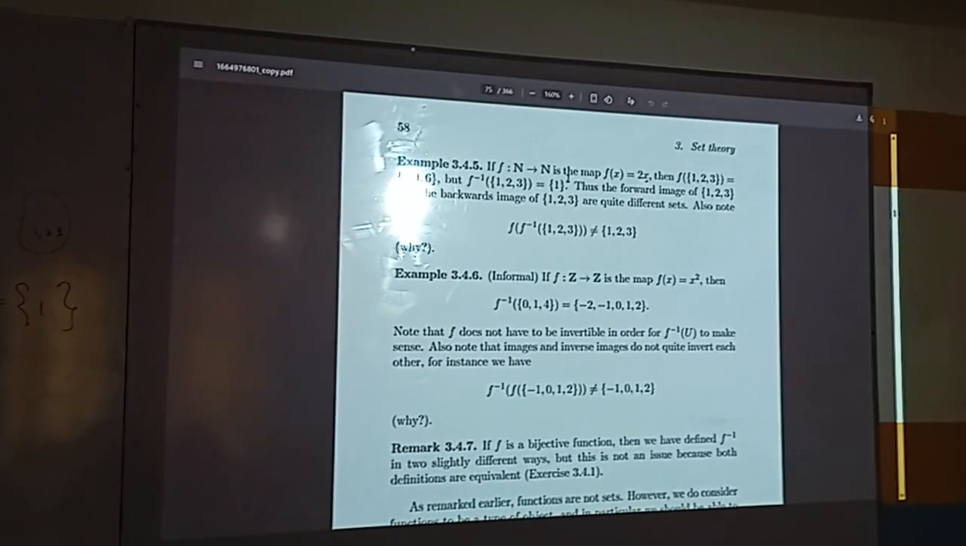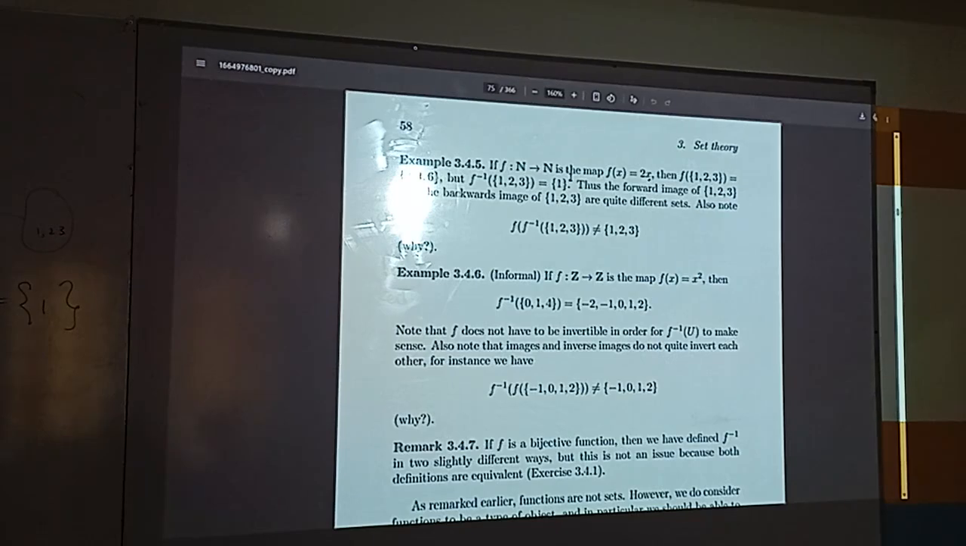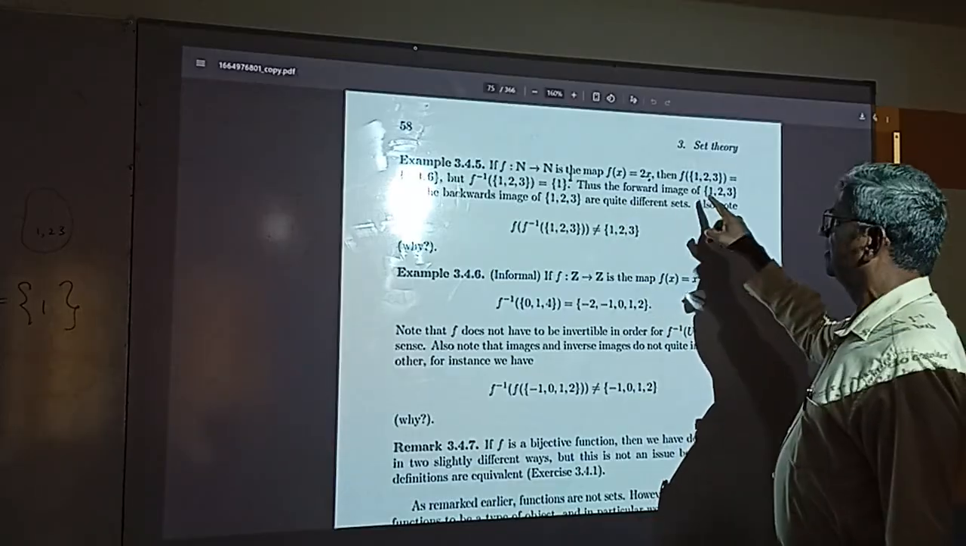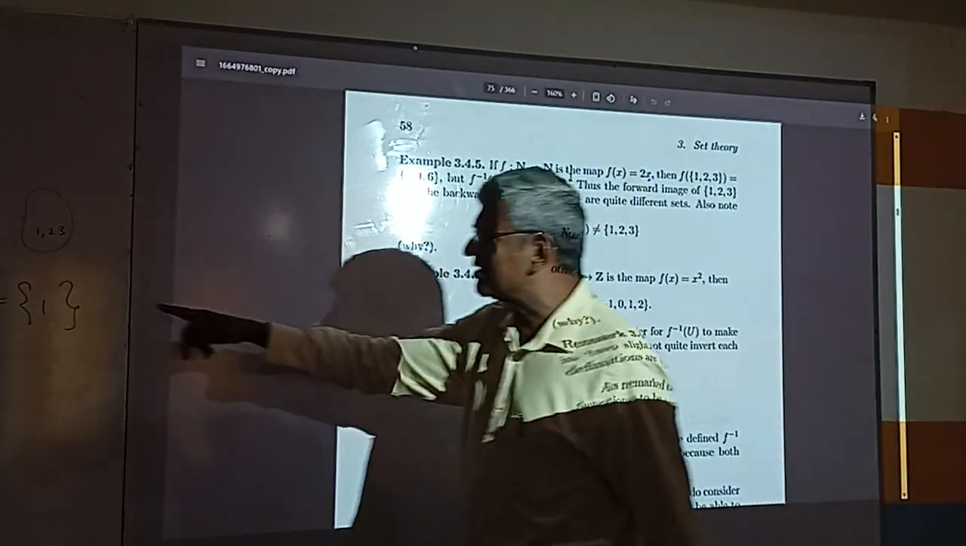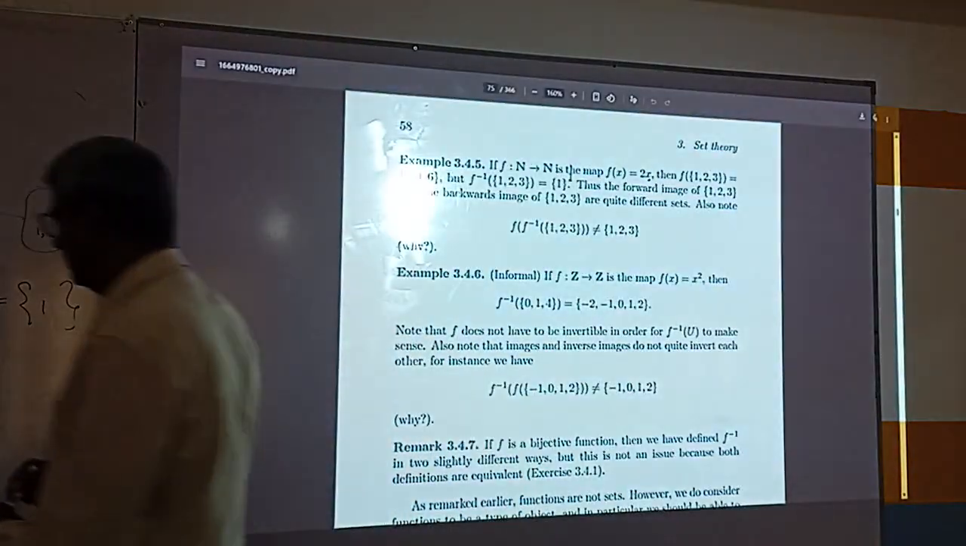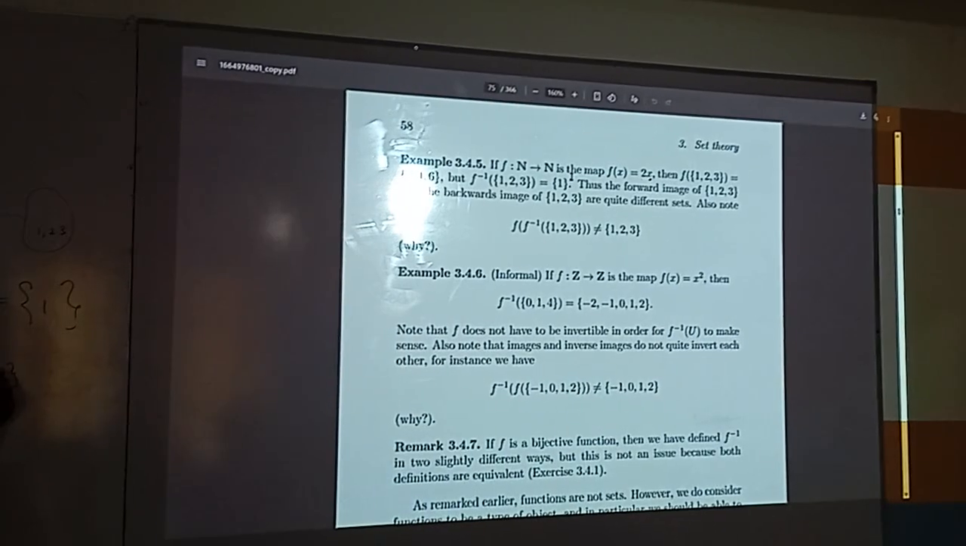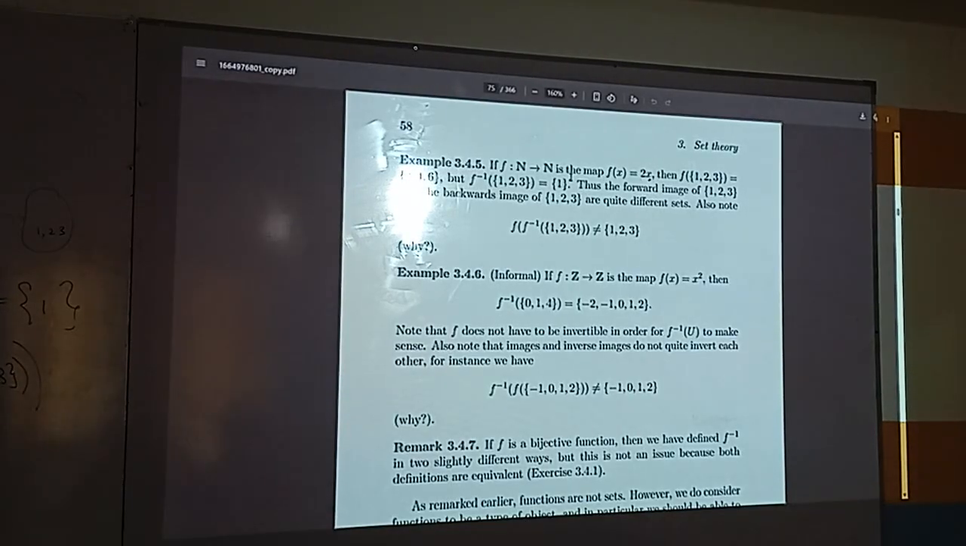So what does that mean? f of f inverse of {1, 2, 3} is not equal to {1, 2, 3}. Now, f inverse of {1, 2, 3} is {1}, a singleton. Therefore f of f inverse of the set {1, 2, 3} is f of the singleton {1}.